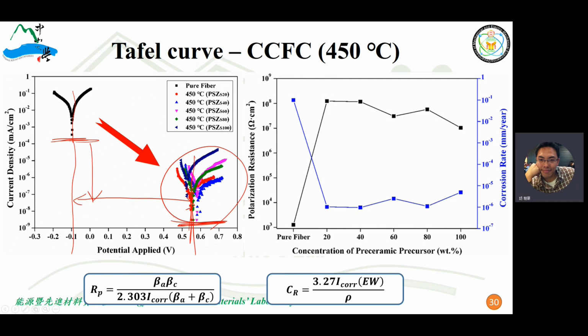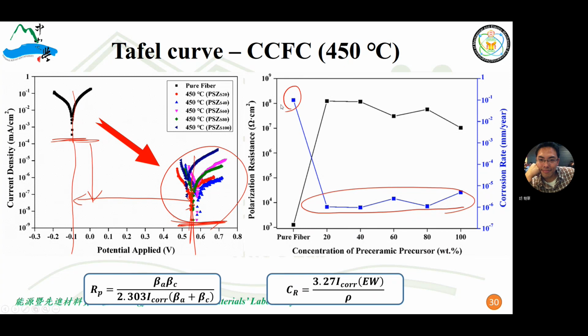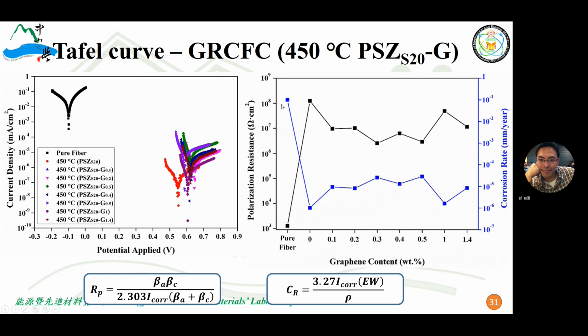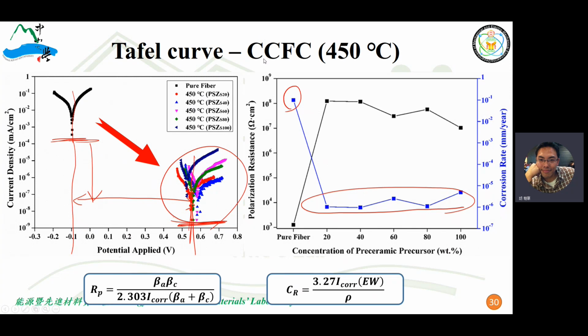Okay, and we can calculate its polarization resistance and the corrosion rate. You see, after coating with different concentrations of the preceramic precursor, its corrosion rate is stable and much lower than the pure fiber. And the same result shows with the GRCFC, the graphene-content carbon fiber, which has the same result as that of the CCFC.